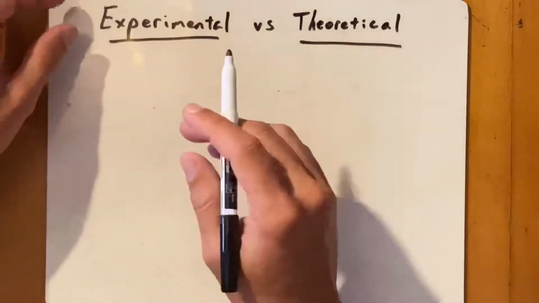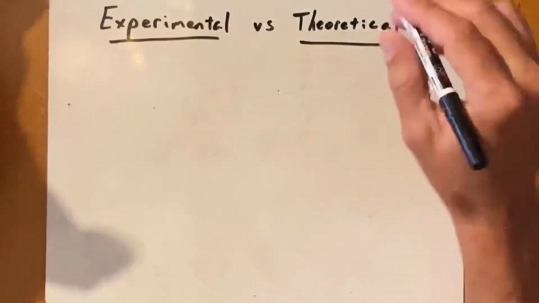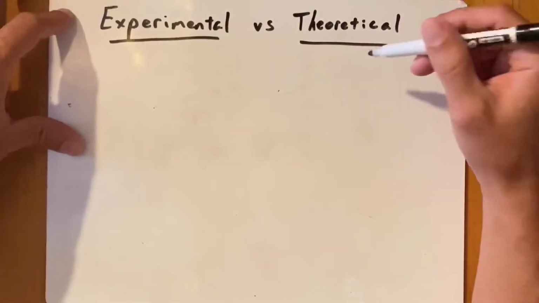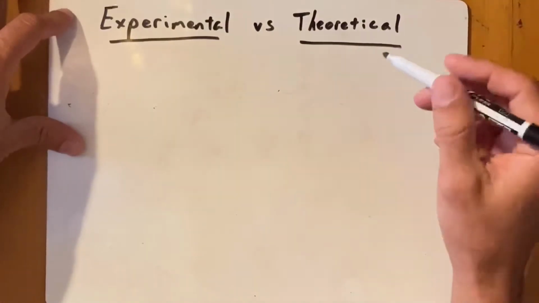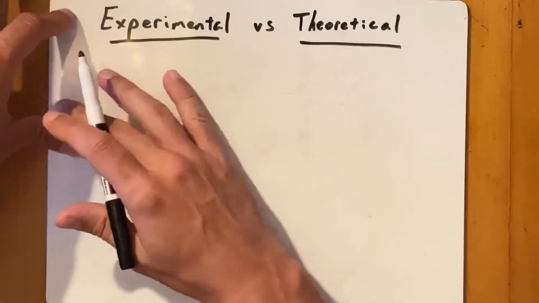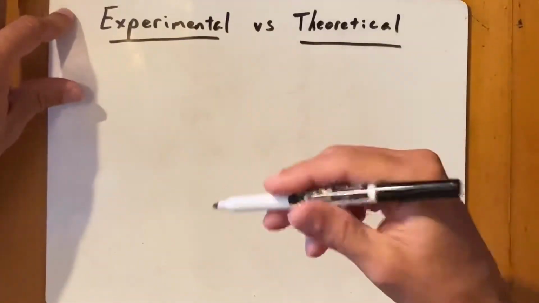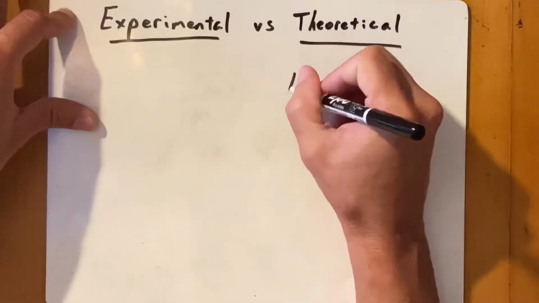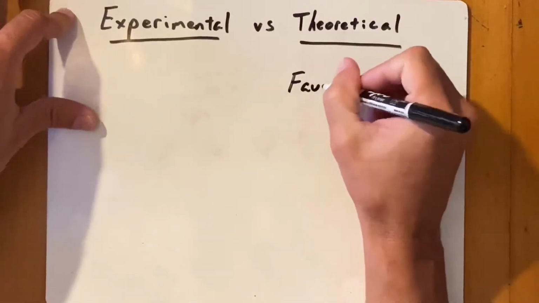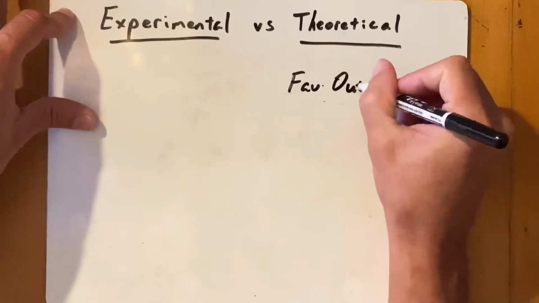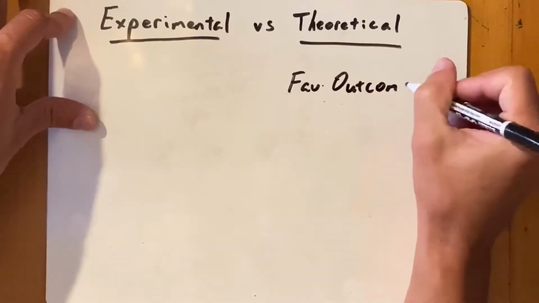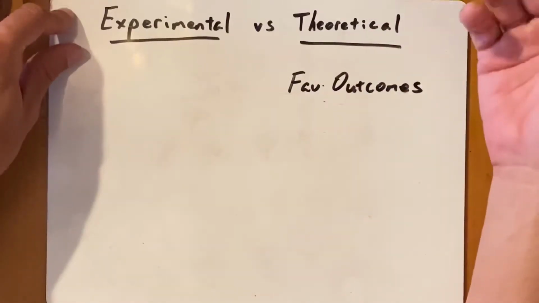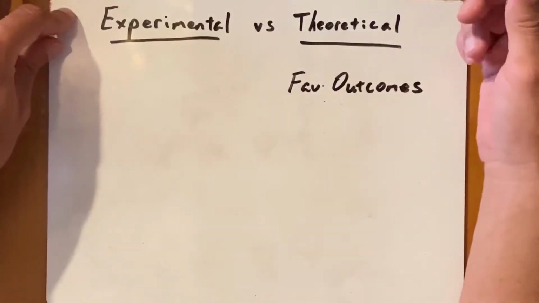Okay, so let's compare the two, and then we'll take a look at some examples of how experimental probability works. So for theoretical probability, we remember that when we're setting up our ratio, we're talking about favorable outcomes and total outcomes. Favorable outcomes is how many ways we can get our desired result. So how many ways can the thing that we want to happen actually happen in this scenario?